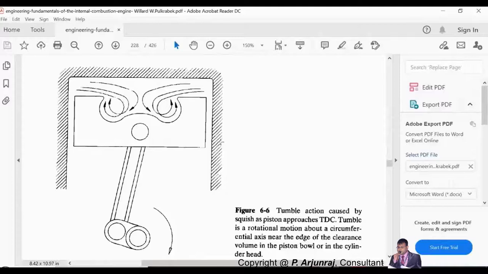But you see here, when it is going to compress, irrespective of diesel engine or gasoline engine, the mixture is going to behave in a rotational movement. It is going to have the rotational movement above the piston volume or the piston bowl, or near the edge of the clearance volume.